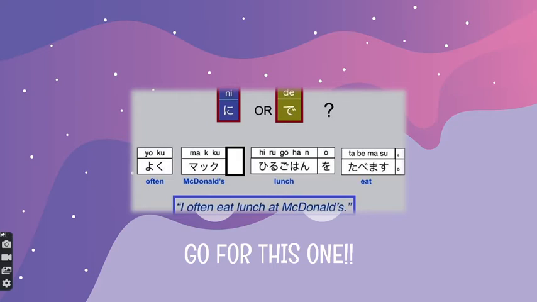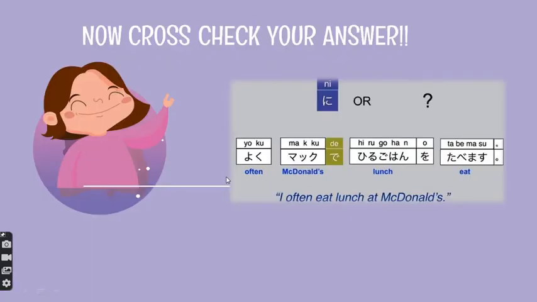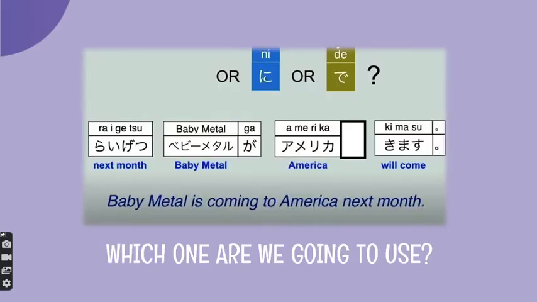よくマック blank 昼ご飯を食べます。よく is often. マック is McDonald's. Okay? 昼ご飯 is lunch. And since lunch is what you're eating, it's the object, so you mark it with the particle o. 食べます, to eat. So I often eat lunch at McDonald's is what it means. So now McDonald's is the place of action. Action of eating is carried out at McDonald's. Makku. So you mark it with the particle de. Yes. So the complete sentence is よくマックで昼ご飯を食べます。Okay, I hope you're understanding it better and better.